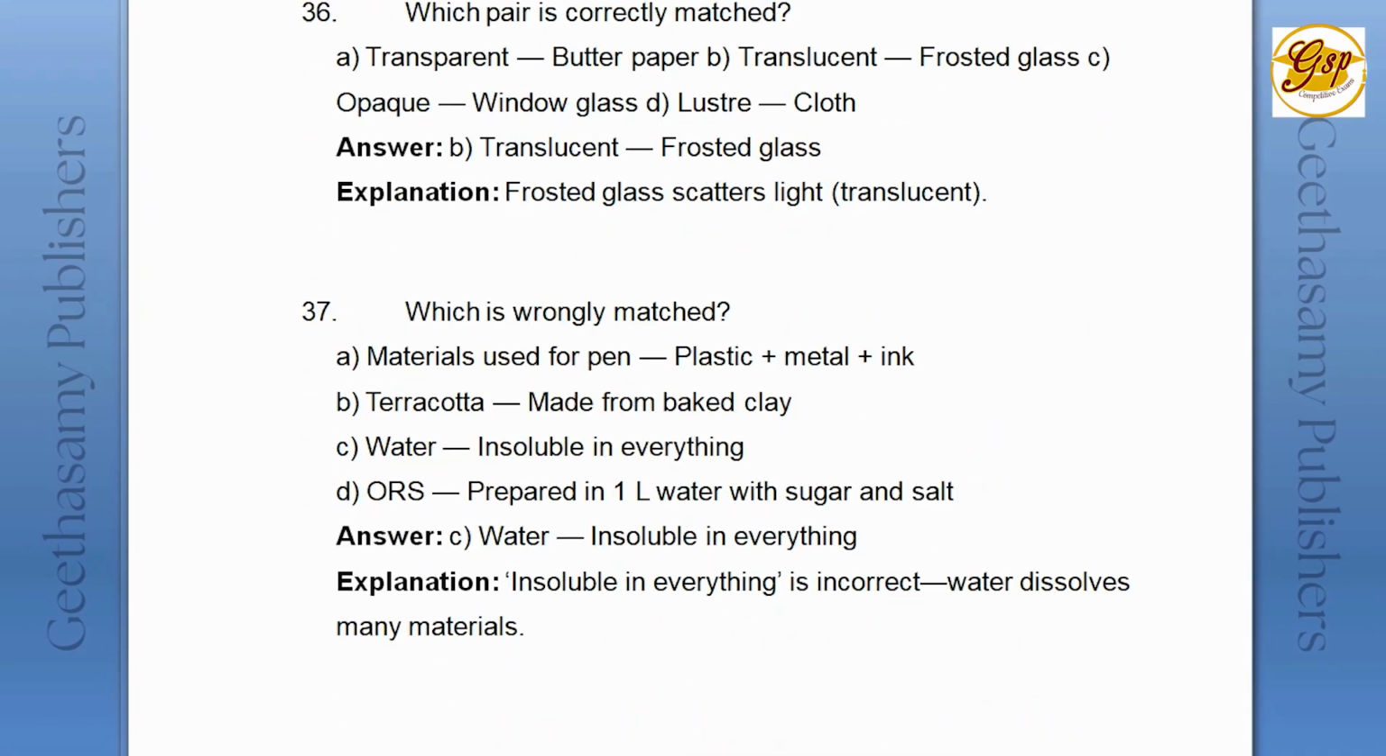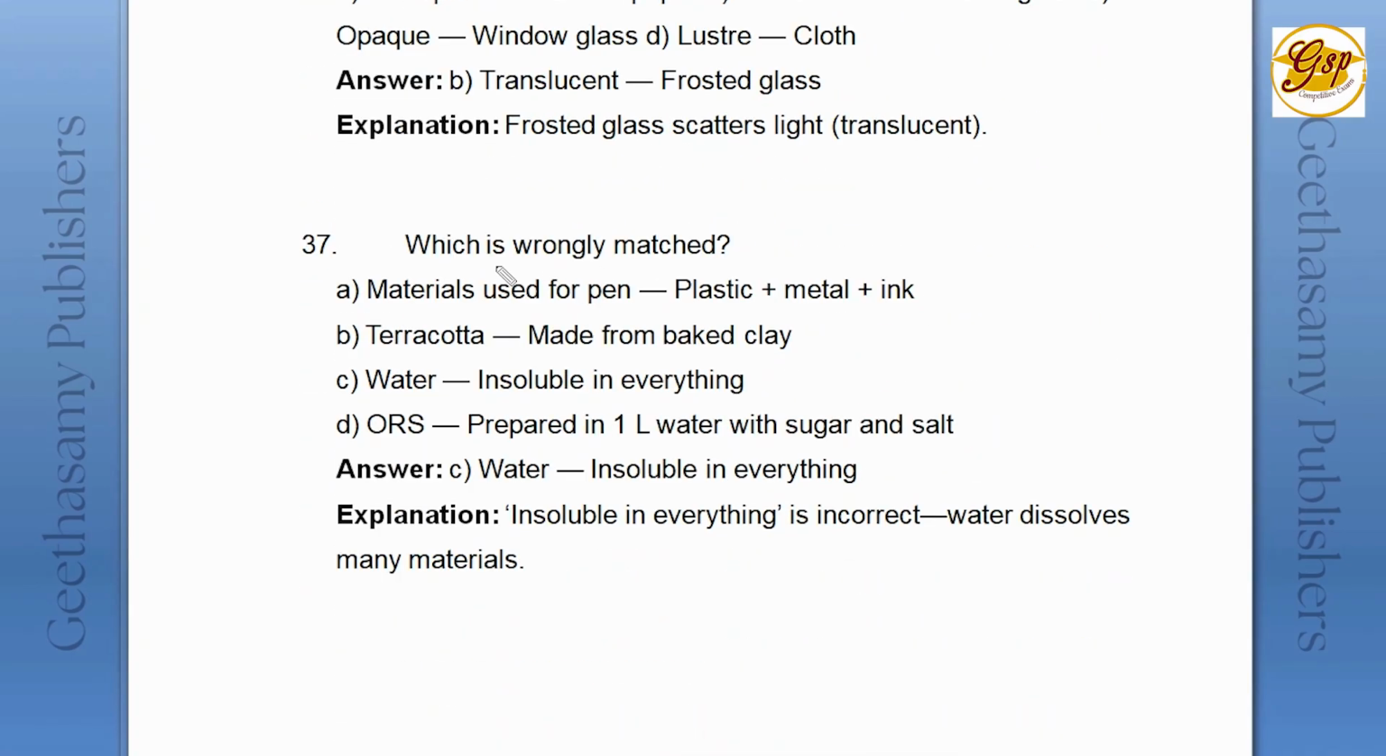Fine. 37th question. Which is wrongly matched? Material used for pen, plastic, metal and ink. Terracotta made from baked clay. Water, insoluble in everything. ORS prepared in 1 liter with sugar and salt. So answer is C, insoluble in everything. That is incorrect. Water dissolves many materials.